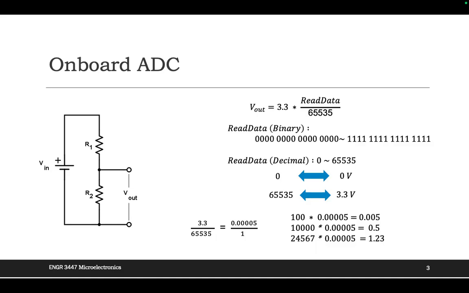What you can get directly from the Pico, like input, output, 0, 1, high, low. Just a binary number. You read the binary number, then convert it to decimal, and use this equation to calculate the voltage you read. That makes sense to you? This is what we do in lab 4 and lab 5. Actually, we use the same circuit and the same theory.